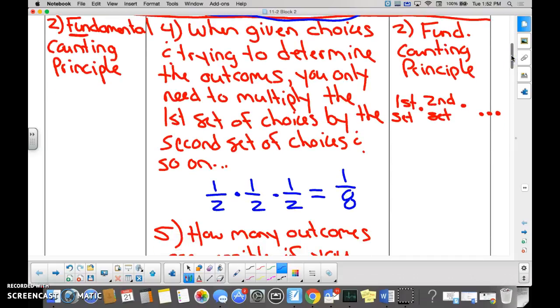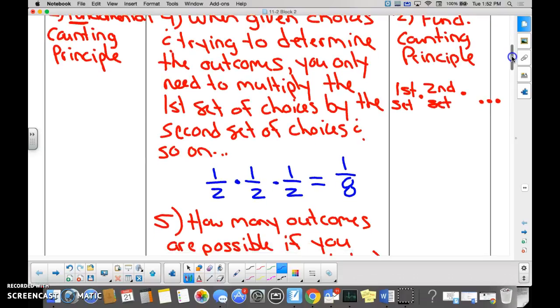2. If I flip a coin 3 times, I would take the possibilities in the first set, which would be 2. What would be the possibilities in the second set? What would be the possibilities in the third set? What's 2 times 2 times 2?